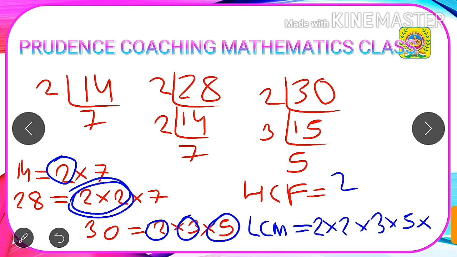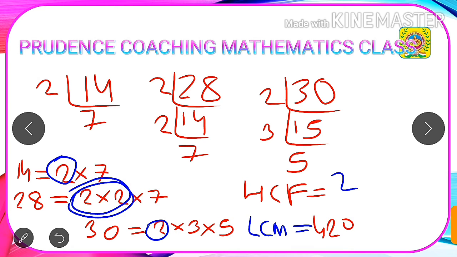Next prime number in these three numbers is 7. You can see 1 time 7 is there in 14. In 28 also we have 1 time 7. In 30 we don't have any 7, so we will write 1 time 7. If we multiply all these numbers, we will get the LCM of 14, 28 and 30. Let us calculate it. 5 into 2 is 10, 10 into 2 is 20, 20 into 3 is 60, 60 into 7 is 420.